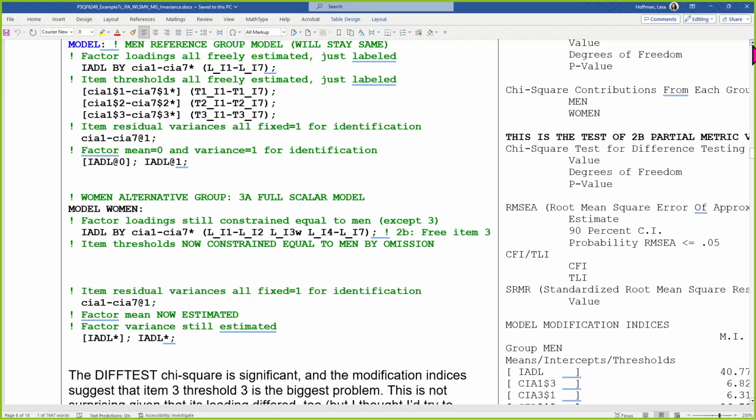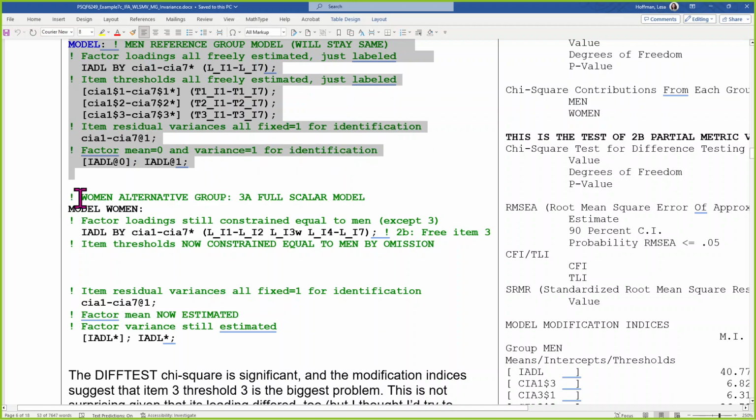Item thresholds now constrain equal by omission. Ding, ding, ding. This blank spot is what I changed. So I am taking advantage of an option within M+ that I usually don't because it's not as transparent. But if you have your model set up here, anything that is not separately referenced, that is a default parameter, such as intercepts or thresholds, will be constrained equal. So you have to write it to make it different. So if I don't write any of them, then they're all constrained equal. And it's a lot less typing than if I went ahead and labeled every single one. So I'm taking advantage of that trick.